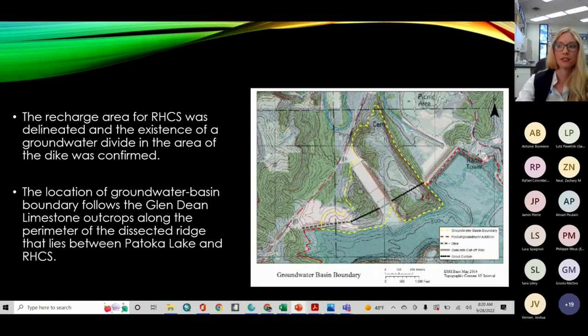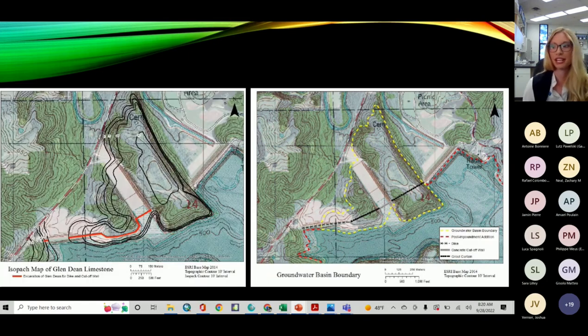So the dye tracing results in combination with the potentiometric surface data and isopach mapping indicated that the recharge area of Robert Hall Cave Spring approximately corresponded to the extent of the Glendonite limestone outcrop shown here in this isopach map on the left. And then you can see on the right, our groundwater basin supporting Robert Hall Cave Spring does follow that rather nicely, as might be expected.